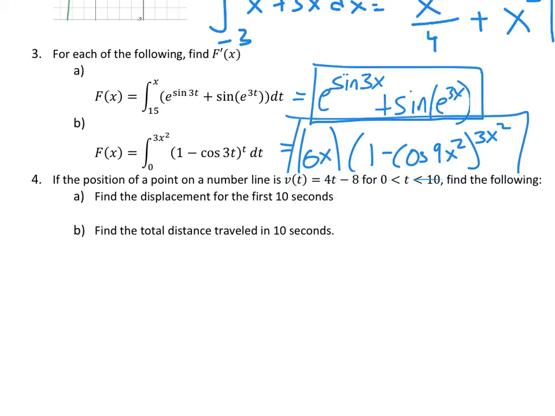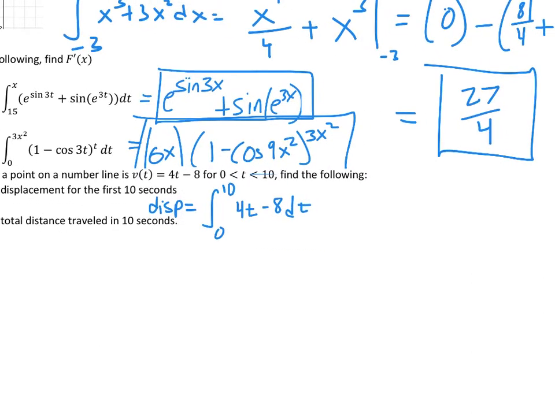All right, let's talk about a little 1D movement here. We got a velocity function here, and we want to find the displacement for the first 10 seconds. Well, we know that the integral of velocity, or the antiderivative of velocity, is position. So using the integral from 0 to 10, we get displacement. So the displacement is the integral from 0 to 10 of 4t minus 8 dt.